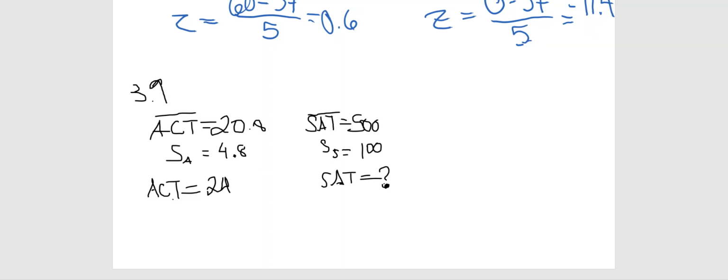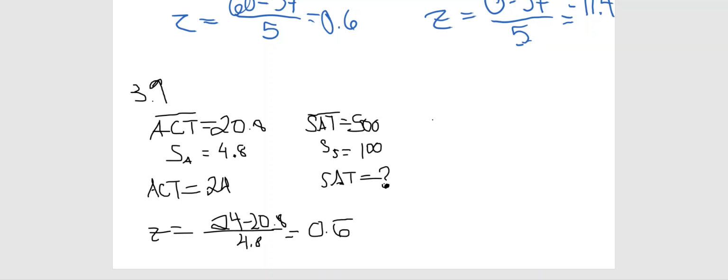Got it? So the first thing I'm going to notice is that my z-score for the ACT is going to be 24 minus 20.8, divided by 4.8. When you do that, you get a repeating 0.6. And now I want to find the SAT that goes with that.